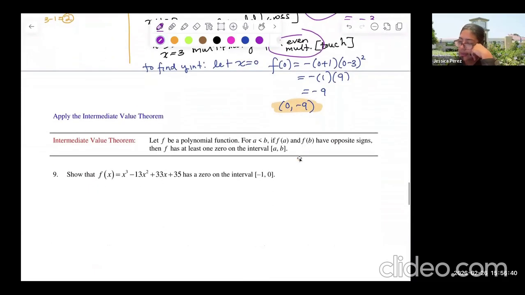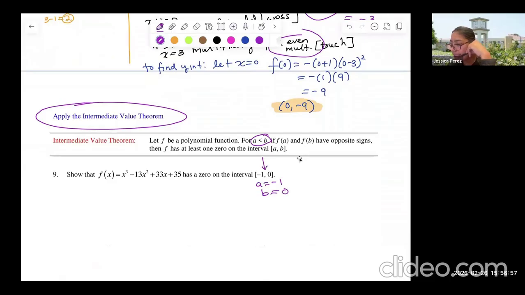Now the next thing, the last part of this section, is to look at the intermediate value theorem. And what does this intermediate value theorem say? Let f be a polynomial function for a being less than b. So we have an interval where a is -1 and b is 0. We are going to have to test f of a and f of b. They must have opposite signs. Then f has at least 1 zero in the interval. So once we find f of a and f of b and they have opposite signs, then we know for a fact that this polynomial function will have at least 1 zero on the interval.